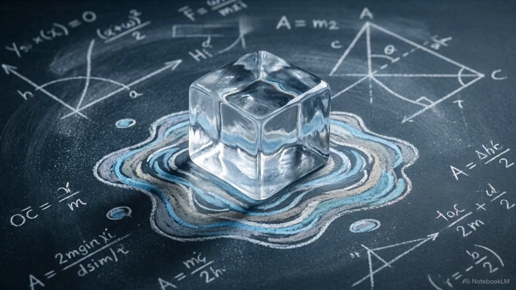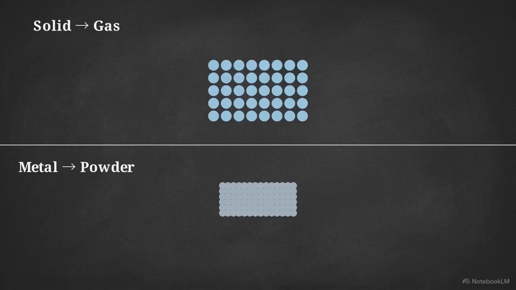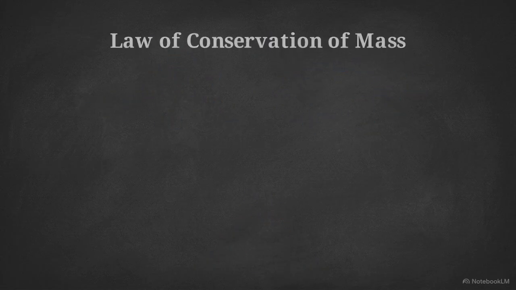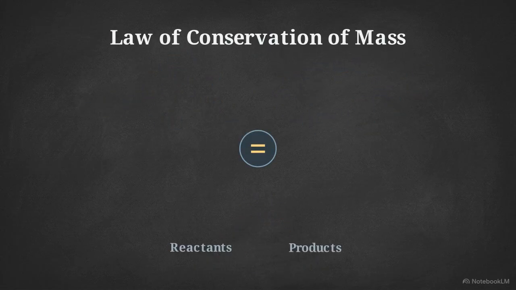This transition from one form to another is a constant in the physical world. A solid becomes a gas, a metal becomes a powder, yet the underlying amount of matter remains the same.